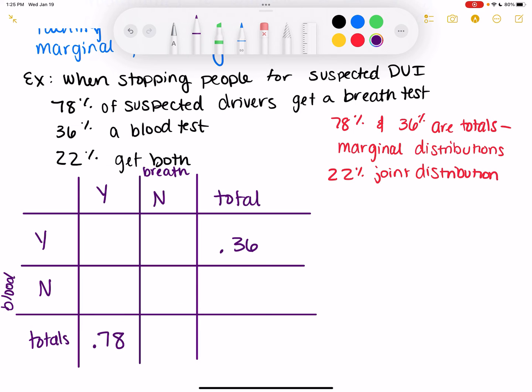Then the joint distribution where they got both was 22%. That's going to be in the yes and the yes. They got both, so it's a yes for blood, yes for breath, the corner at the top right. That's going to be 0.22.